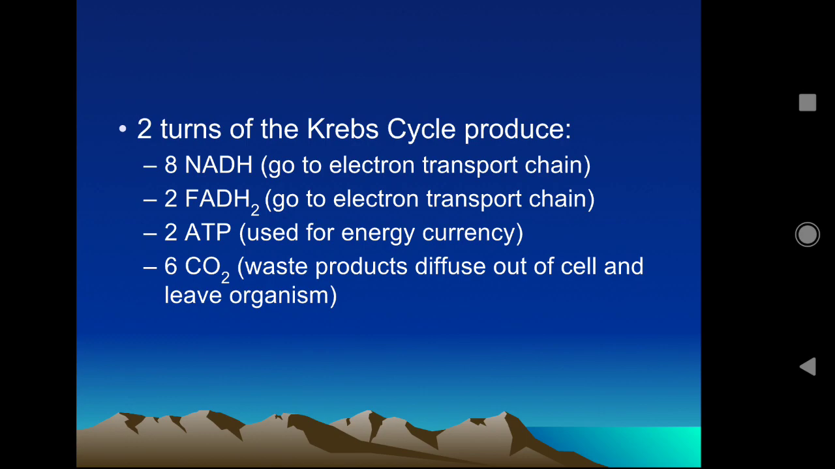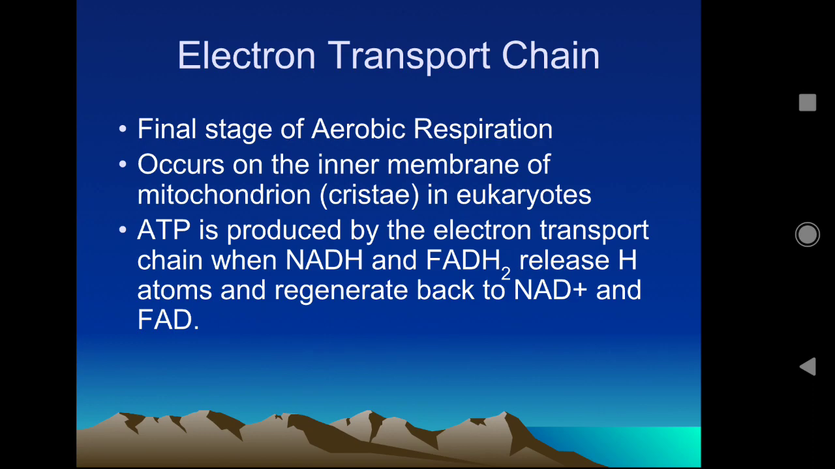So per pyruvate, per turn of the Krebs cycle, 3 CO2s are processed. But there's 2 pyruvates per glucose, so there's 2 turns. That means there are 6 carbon dioxides produced. Definitely go back over this to see what is produced.